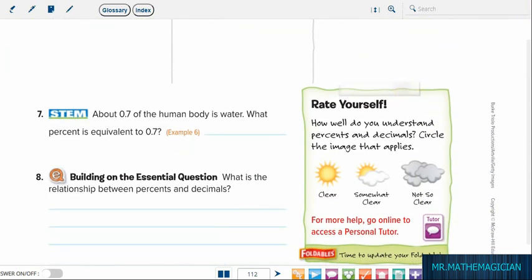Now problem 7. About 0.7 of the human body is water. What percent is equivalent to 0.7? So 0.7, we need two decimal places, so it's like 0.70, and 0.70 is 70 over 100, and 70 over 100 is 70%.